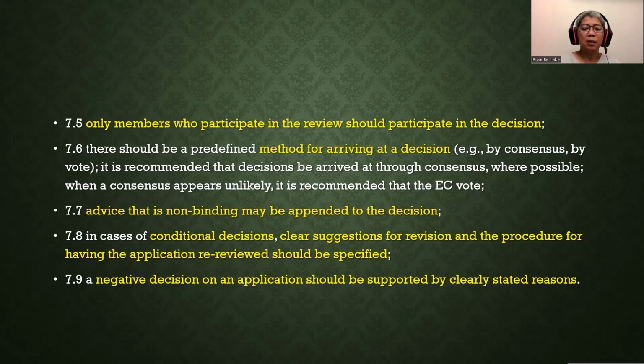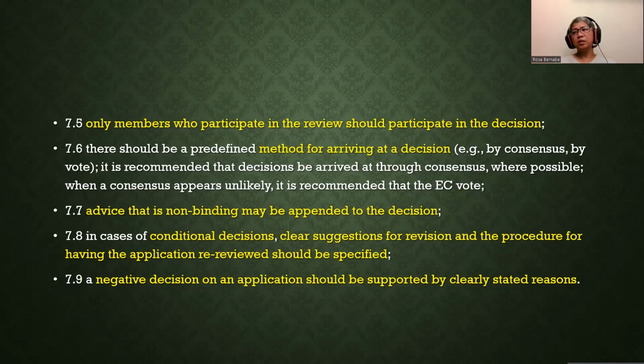Advice that is non-binding may be appended to the decision, because decision making is not just about saying whether this is accepted or not accepted. Ethics committee decisions can also come in with non-binding advice, and this can easily be attached to the decision. In cases of conditional decisions, clear suggestions for revision and procedure for having the application re-reviewed should be specified.